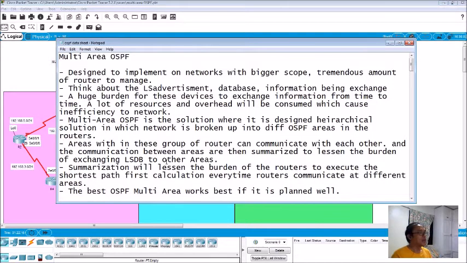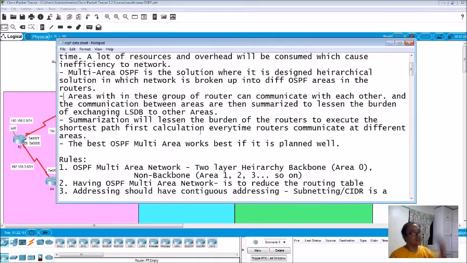Okay. So summarization will lessen the burden of the routers to execute the shortest path first calculation every time the routers communicate at different area. So take note, no, basing on our previous topic, giun sa pag elect or pag compute ni OSPF sa shortest path nga iyang gamiton. So di ba it's according to the cost, no? According to the cost. But according to the cost also includes the summarization so that the router will have a less burden of identifying asa siya moagi which is the best route.